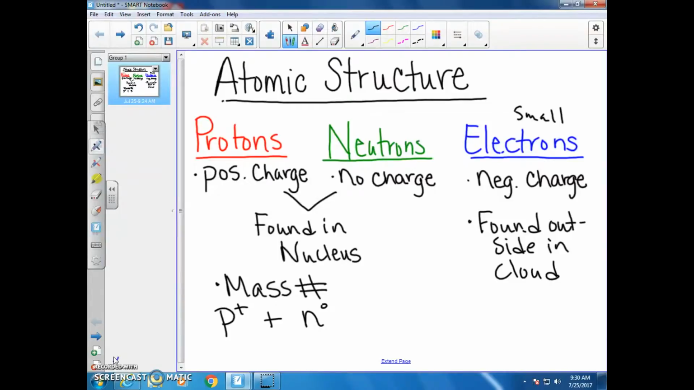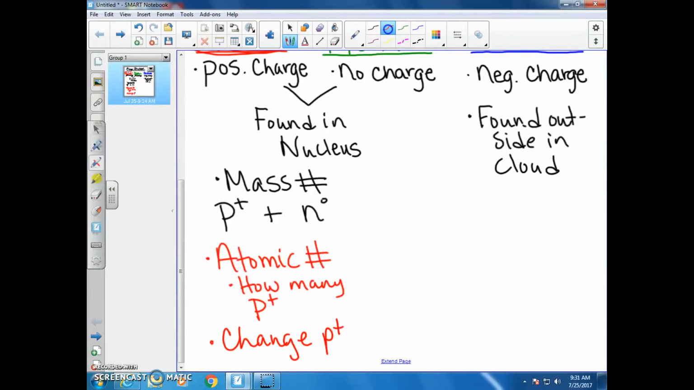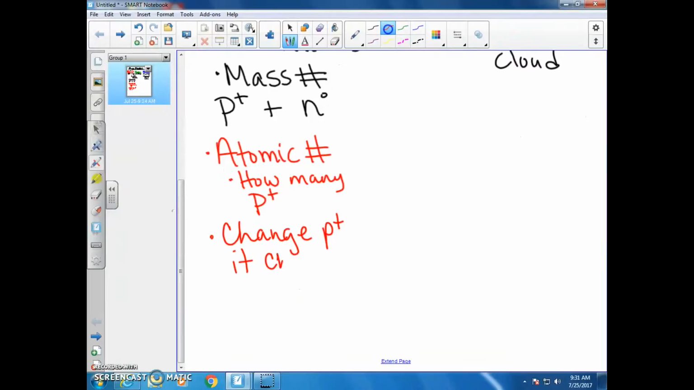Also, protons are going to be very important to us. And so these protons right here, they are the ones that are going to identify the element for us. And so by identifying the element, they get what is called the atomic number. And the atomic number just tells us how many protons. If you change the protons, then you end up changing the element. So the protons are very important to us because whatever the proton is tells you what element we're looking at.